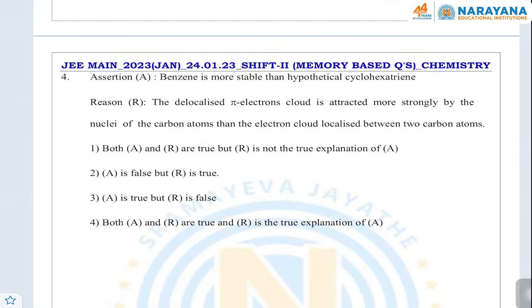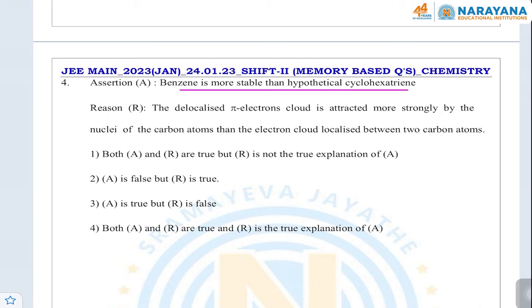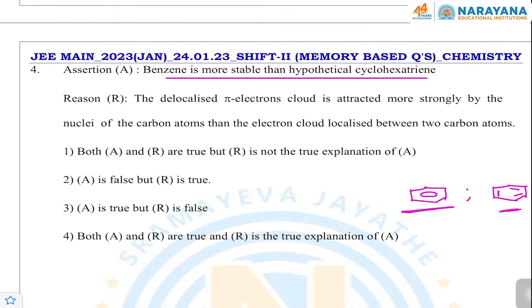The next question, it is directly taken from NCERT statements. So this is benzene is more stable than hypothetical cyclohexatriene. That means we are writing resonance hybrid in the first case, benzene. Cyclohexatriene means we are not considering the delocalization of pi electrons. So as we know that the delocalization leads to stabilization, benzene is more stable than the hypothetical cyclohexatriene where the resonance is not considered. So this is a correct statement.